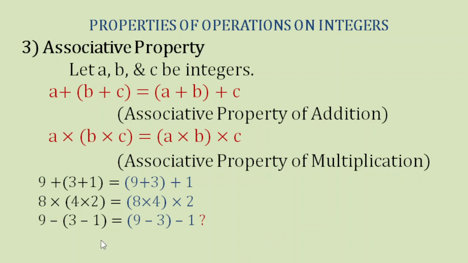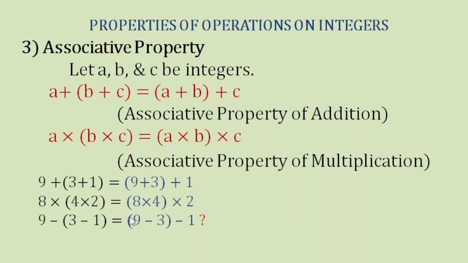Consider this question. Is 9 minus the quantity 3 minus 1 equal to the quantity 9 minus 3 minus 1? The answer is no. Why? Because simplifying first what we have inside the parentheses, 3 minus 1 is 2, and 9 minus 2 is 7. That's the answer on the left side.